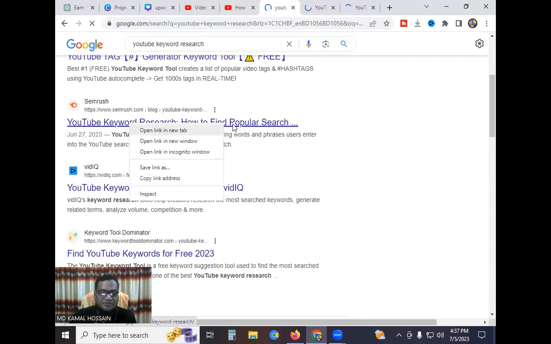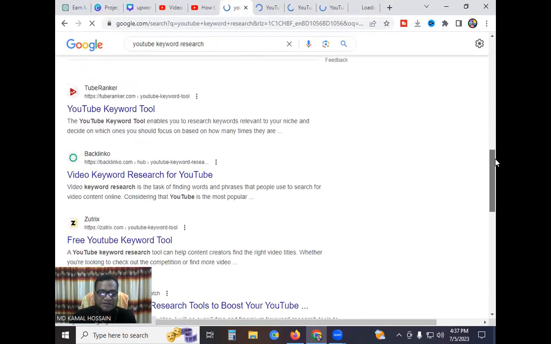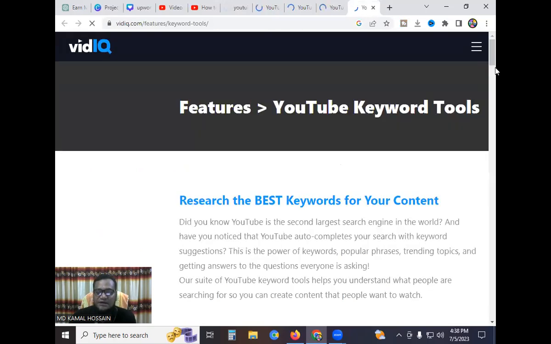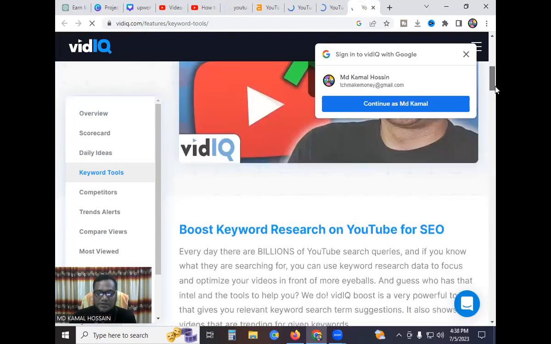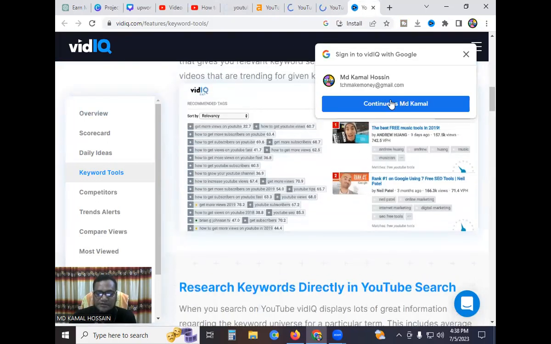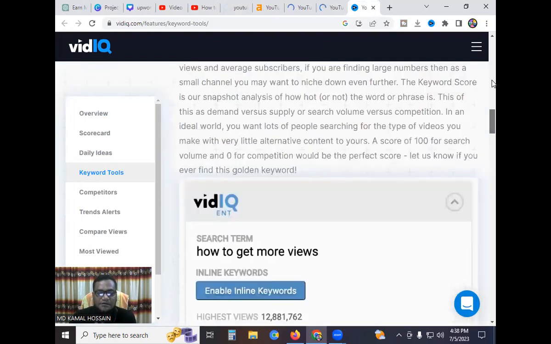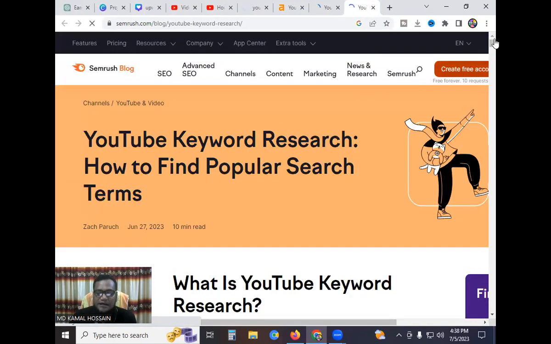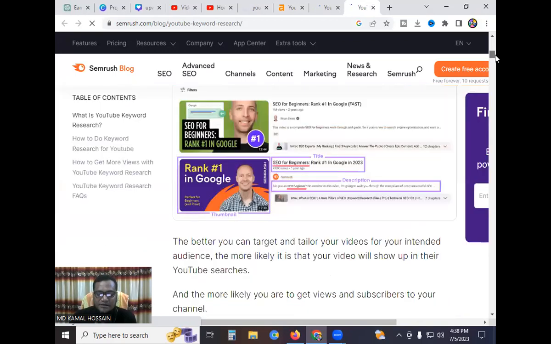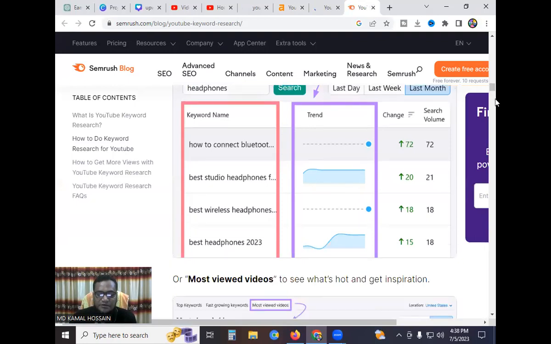Then the one and two you check, BDQ, Tube Buddy, etc. Okay, a lot of tools. This one is a search tool with a lot of keyword trees. A lot of keywords. This is the search, and sign up for VidIQ. Create an account, and in the search you can see the search volume, a lot of YouTube keywords.